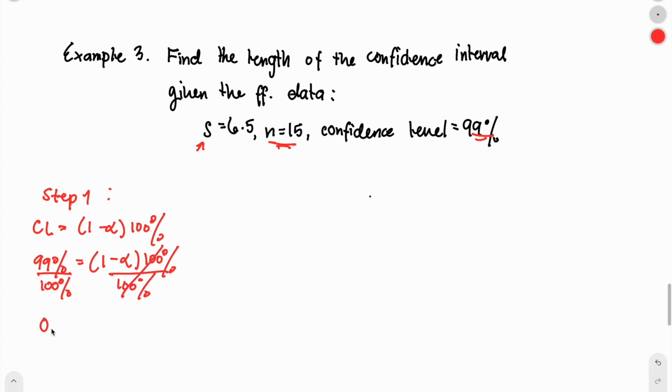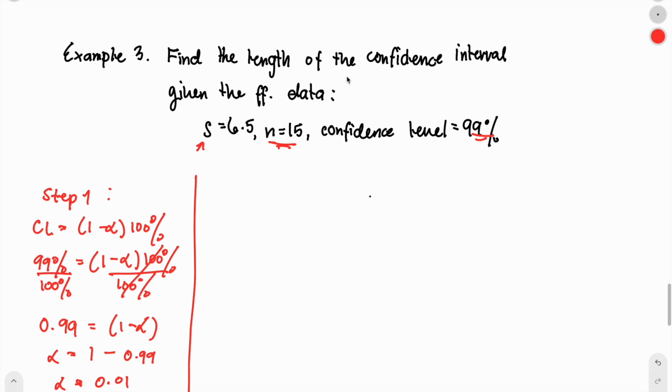Cancel. So we have 0.99 equal to 1 minus alpha. If we transpose it, we have 1 minus 0.99 or 0.01. Alpha is equal to 0.01. For step 2, we get the degrees of freedom, which is n minus 1. This is the degrees of freedom. V is equal to n minus 1. V is what? 15 minus 1, which is 14.